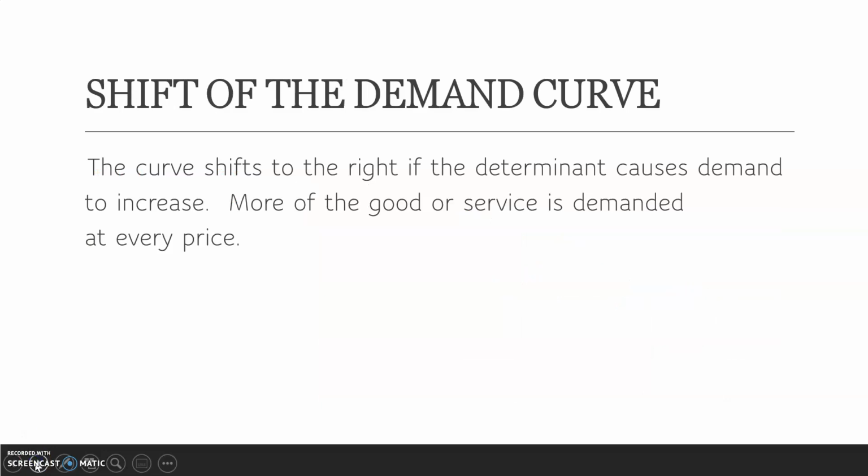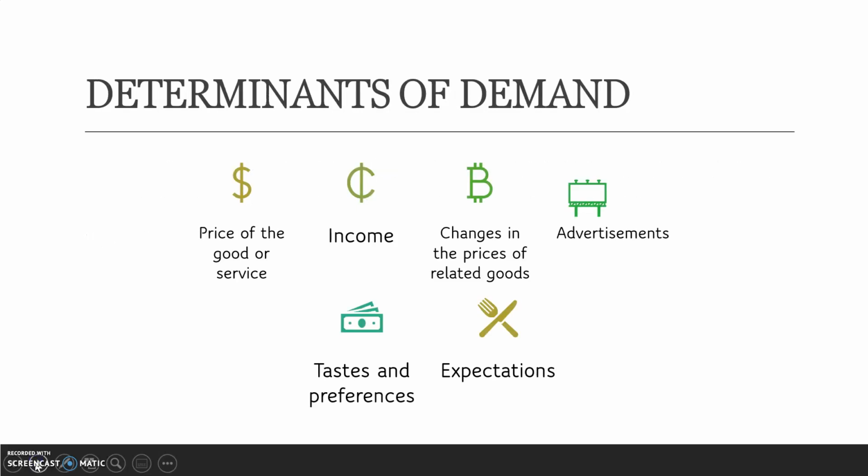Now, what would cause the demand curve to shift to the right or left? If there is a change in a factor which causes the demand to be lower at each price level, then the demand curve will shift to the left. If there's a change in a factor that would cause demand to be greater at each price level, then the demand curve will shift to the right.